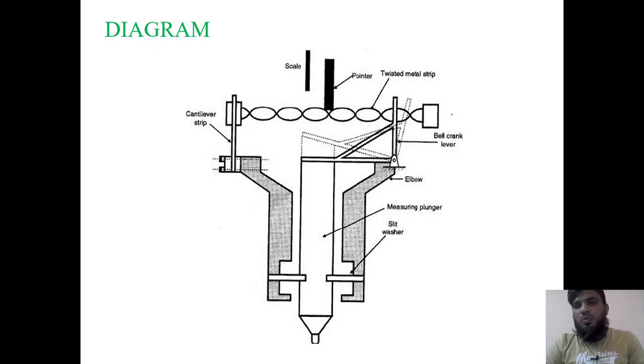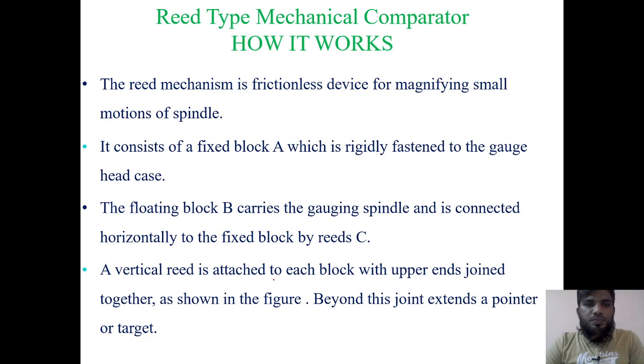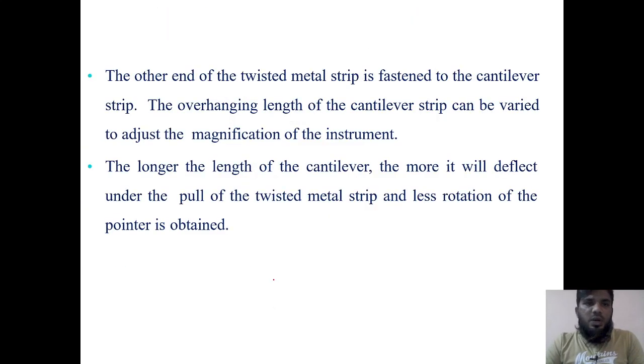As it goes back, this will try to rotate and move the scale, which is nothing but the pointer. When that pointer moves, you can observe the readings on the scale. When it is reflected back, this twisted spring will try to push back. Once it is completed, it will push back so that your plunger comes back. Clear? Now let us see how it works.